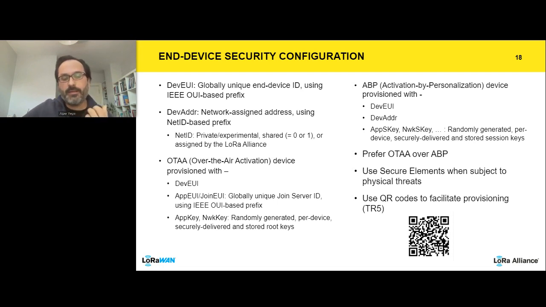And then another identifier that we use on the end device is DevAddr. This is a network assigned address, and this address is assigned by the network server, and it is generated based on a NetID that should be configured on the network server. The NetID may be a value assigned by the LoRa Alliance, and now LoRa Alliance assigns NetIDs to both members and non-members, or it can be a private experimental value, which is values 0 and 1, and out of that, this address can be assigned.